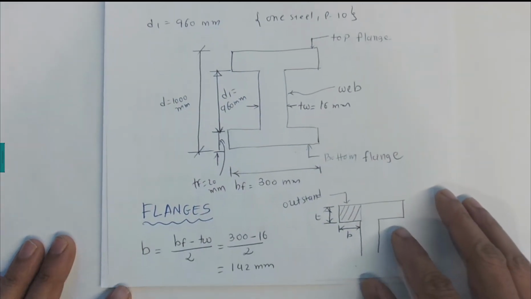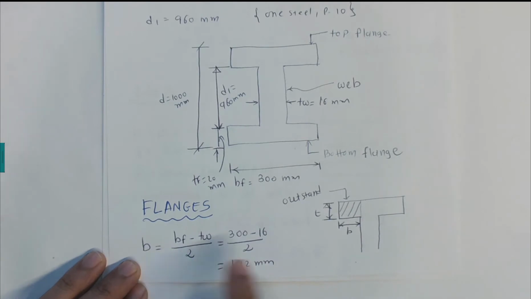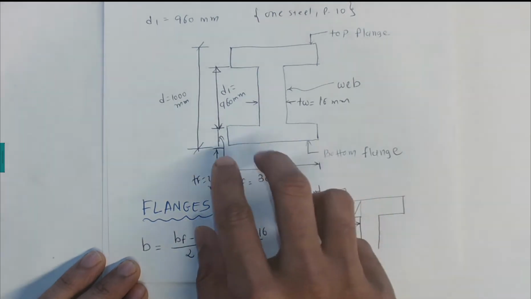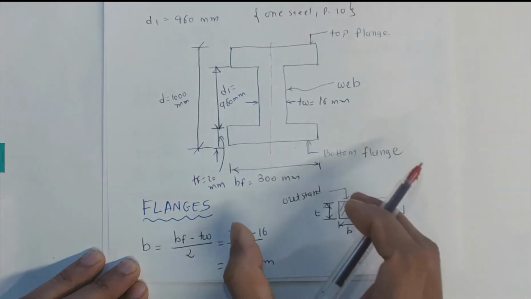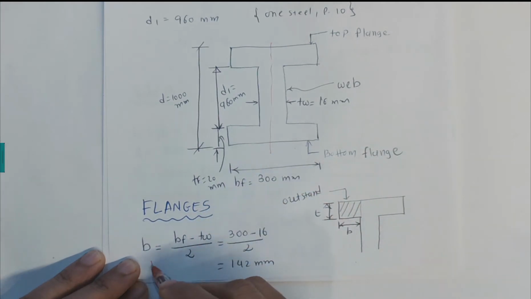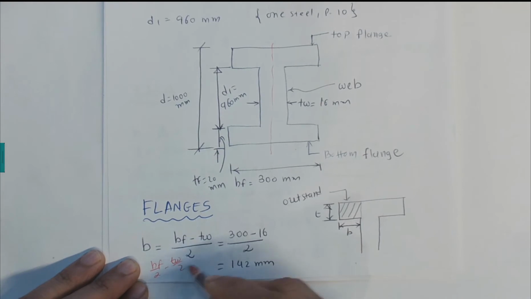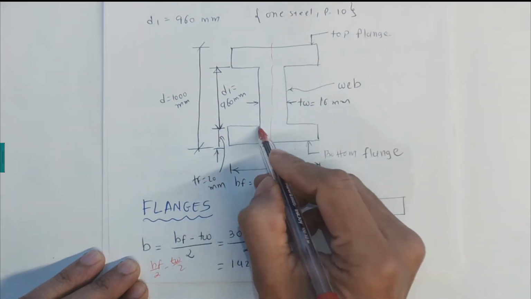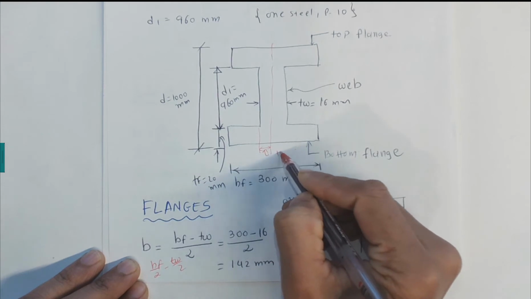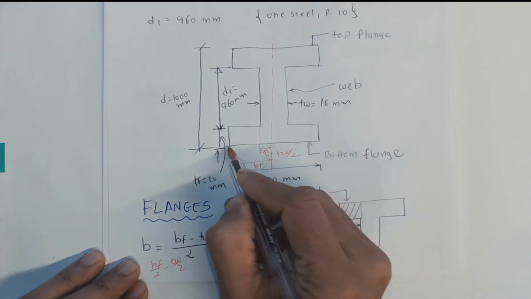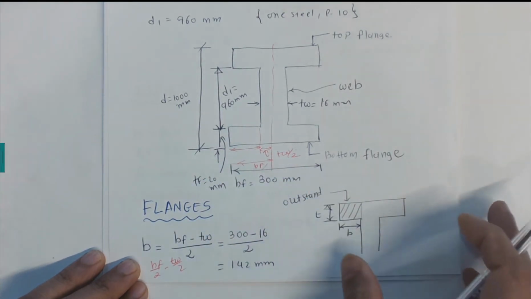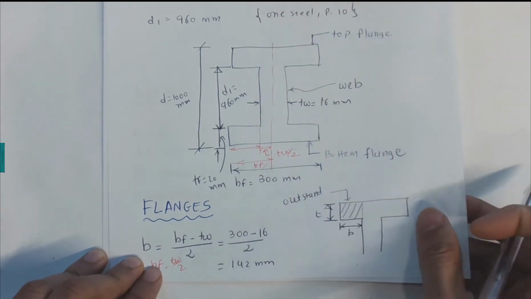Now let's work out the flange first, where we are going to calculate B, which is the clear width, with BF minus TW on 2, and you substitute those values. 300 take away 16, divided by 2. Basically what we are doing is finding B. So BF divided by 2, take away TW divided by 2. Okay, so that's 142 millimeters. That can be easily seen from the picture.